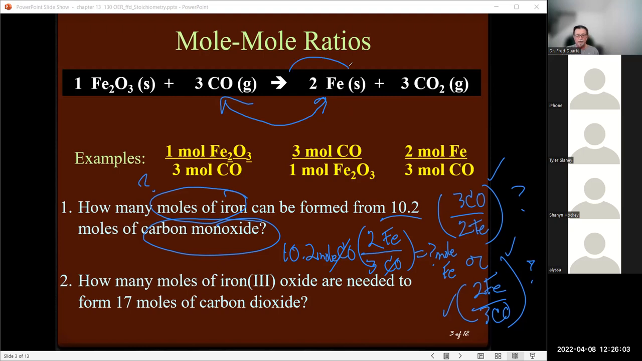I'm only concerned about the iron and the carbon monoxide based on the question. Don't care about what's happening to carbon dioxide or iron 3 oxide because the question asks nothing about it. Once I do that, I got my ratio between the 2 parties of interest. I go back and write down what I'm given, 10.2 moles of carbon monoxide. I write down what units I'm looking for, which is moles of iron, which then tells me which of these 2 ratios I need to utilize.